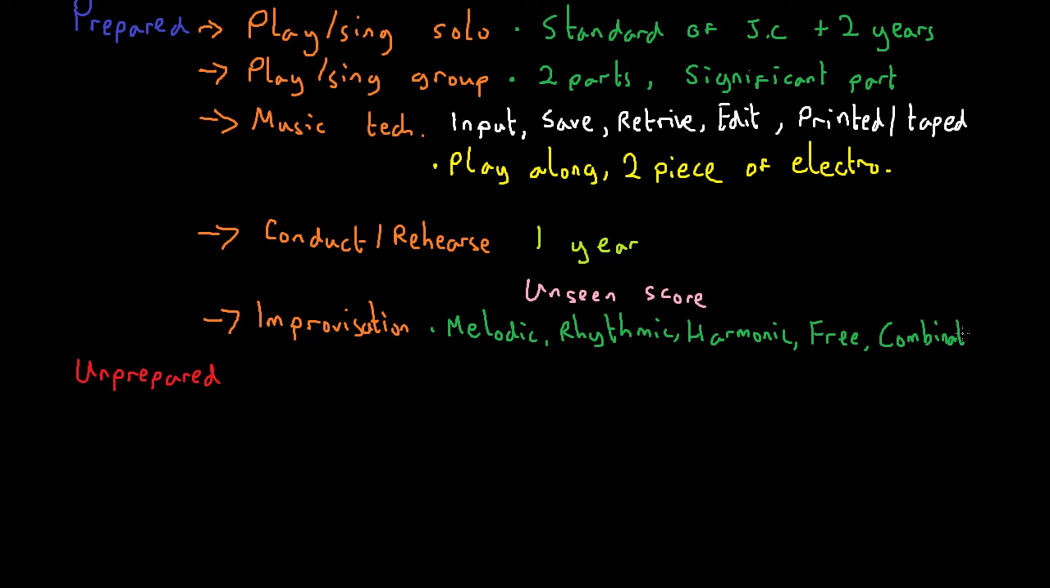combination of these. So it could start off as a rhythmic improvisation, it becomes more melodic, derived from some musical stimulus, and then it becomes a free improvisation. So those are essentially the different options that you have for the prepared section of your performance exam.